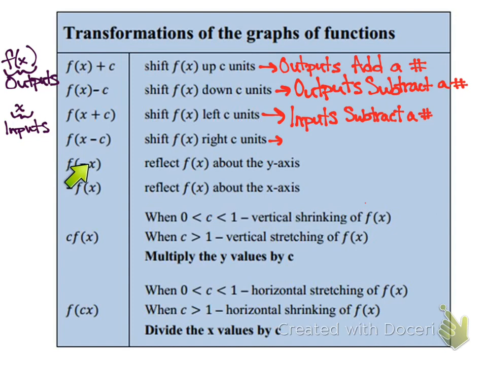In a similar manner, the next one, because it doesn't say f parentheses x parentheses, it says x minus c in parentheses. That means the inputs are being affected, and inputs are affected inversely. So inputs in this one will add a number on its side of the table.